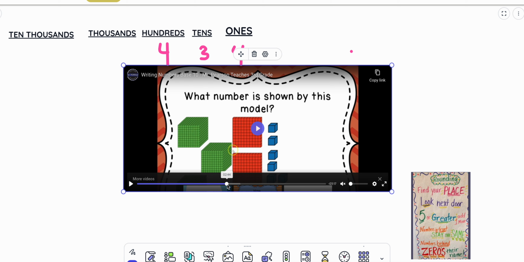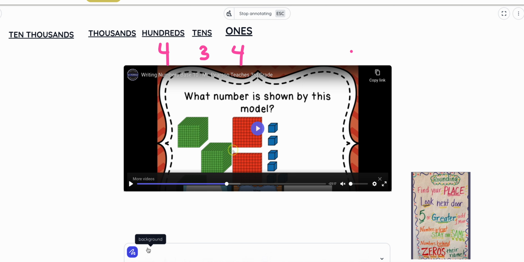So I count my blocks. So I use my blocks and I write out my place value chart. So always write out your place value chart to help yourself. And then just count your blocks.